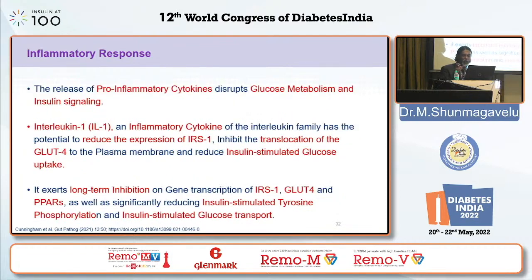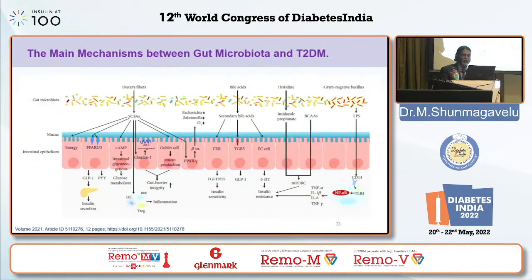So the release of pro-inflammatory cytokines disrupts glucose metabolism as well as insulin signaling. In the long term, it has been associated with defective gene transcription of various intracellular insulin signaling pathways. So these are the main mechanisms between gut microbiota and type 2 diabetes. We have the dietary fiber, with its positive impact. We have the bile acids, which are converted into primary and secondary bile acids. Next, we have the histidine, which is converted into imidazole propionic acid. And we have the gram-negative bacteria, which results in the generation of lipopolysaccharide.